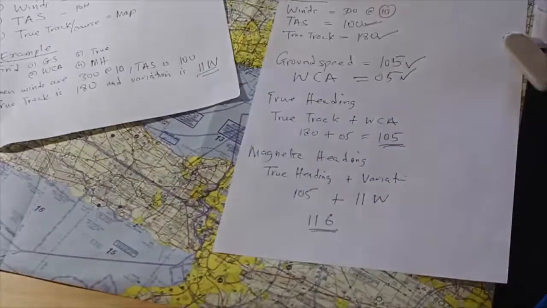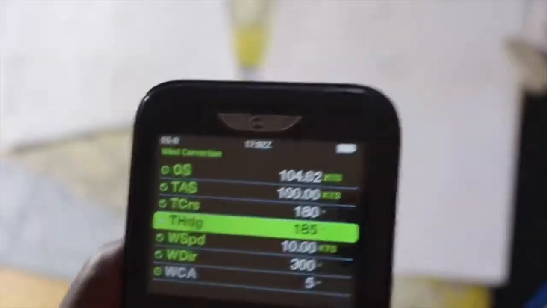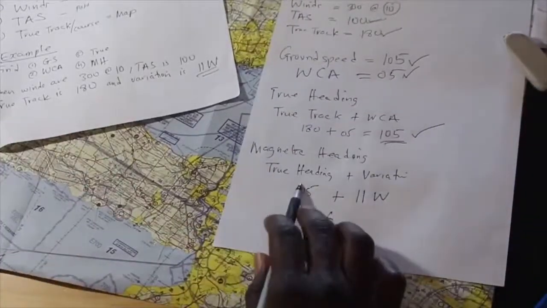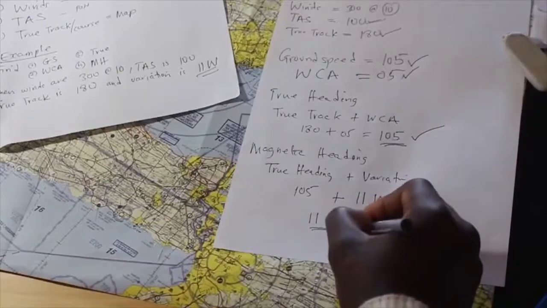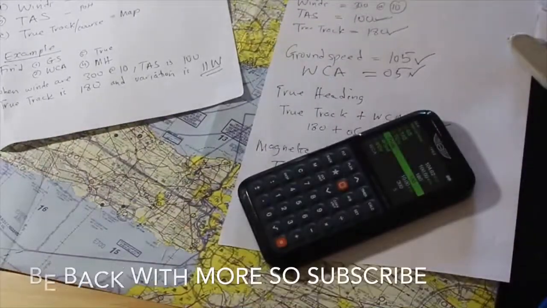Good. Now we move to the next one. Our wind correction angle is 5 when we use the CX tree. Wind correction angle 5. So that is also correct. Now we head to the next one. Our true heading here is 185. Let's find out. True heading here is 185, yeah, so that is correct as well.